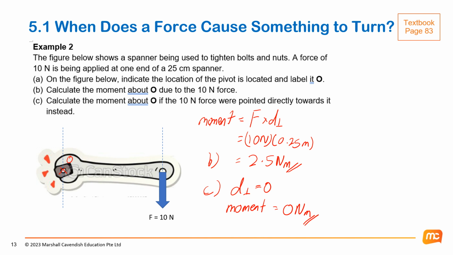Okay, to make it very, very clear what that would look like, it would be a force, instead of pointing downwards, would be pointing inwards. Sorry about that. Okay, so this force would not cause the spanner to turn at all. Okay, and again, you just think about our real life experiences. Okay, that is something that makes sense. If you push directly towards a pivot, the object is not going to turn.